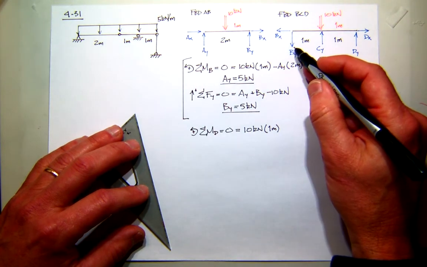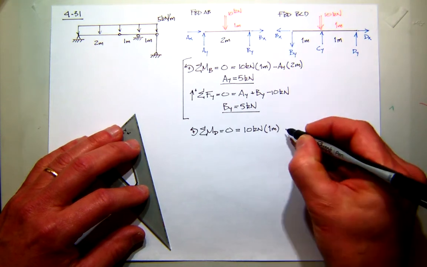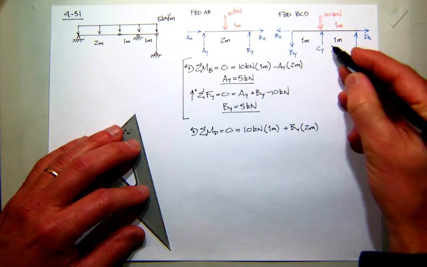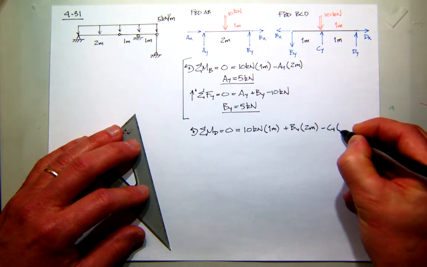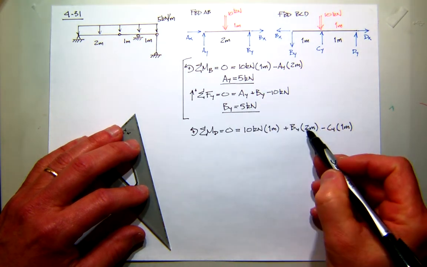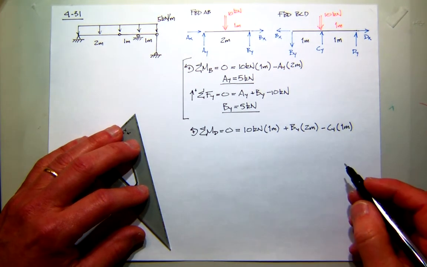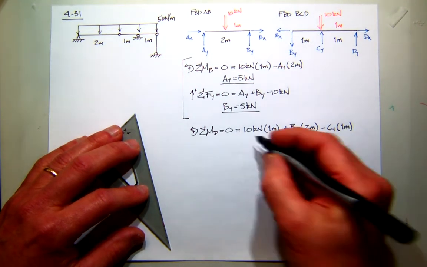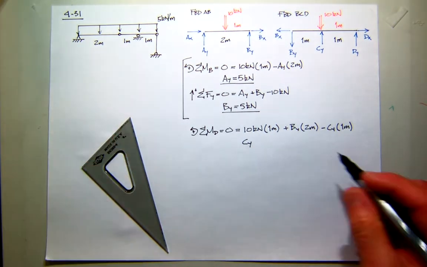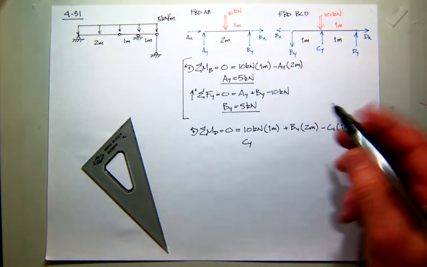I have By, which I found was positive, so it's acting down here. That also creates positive. So I'll just say By times 2 meters. Then Cy creates negative bending moment about D with a moment arm of 1. So if you put your 5 in here, you get 10. 10 plus 10 is 20, divided by 1. What's Cy? It should be, did I do that right? Yep. 10 times 1 is 10. 5 times 2 is 10, so that's 20. So it should look like Cy is 20.